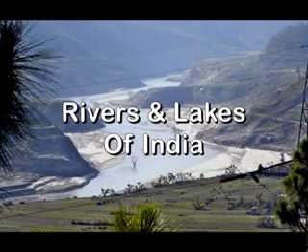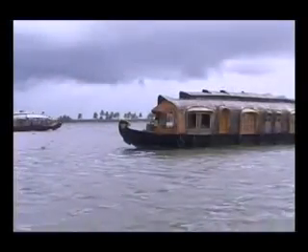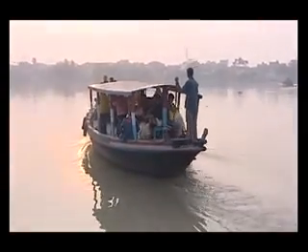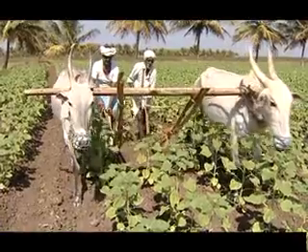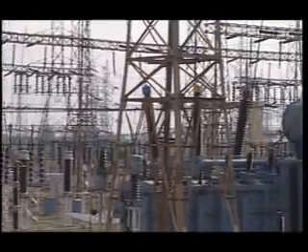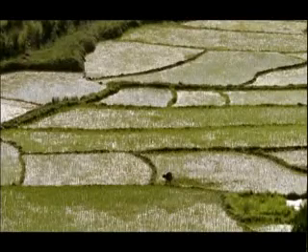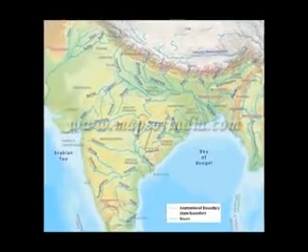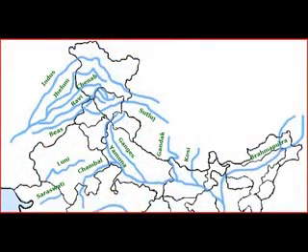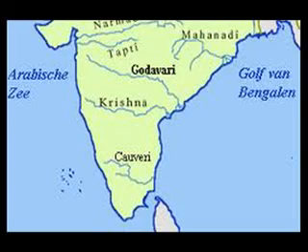Rivers and lakes of India. India is a very lucky country to have many rivers and lakes. They help in the generation of hydroelectricity, irrigation, and inland navigation, fisheries, etc. The river systems of India can be divided into two types. They are North Indian rivers and South Indian rivers.